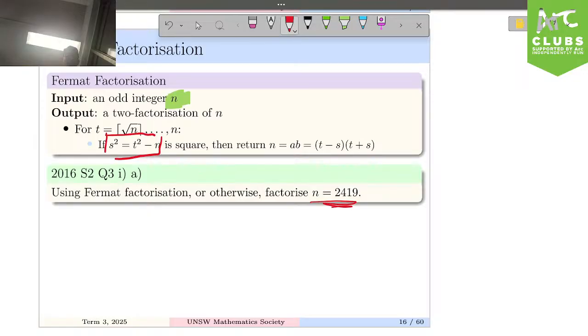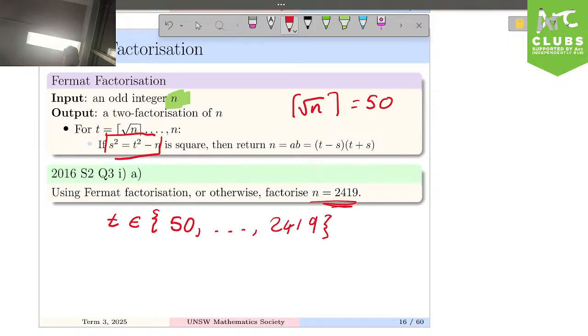s squared is equal to t squared minus n. What we do is we take the square root of n and take the ceiling of that. Okay? So the square root of 2,419 turns out to be a little bit more than 49, which means that this ceiling is going to be 50. And so t is going to take values from 50 all the way up to 2,419. And for every single one of those values, you want to calculate s, which is equal to the square root of t squared minus n.